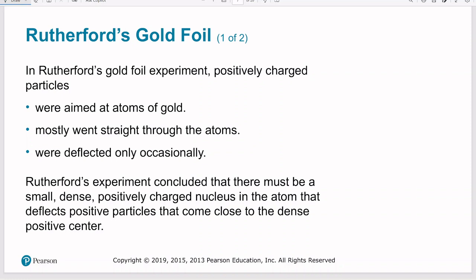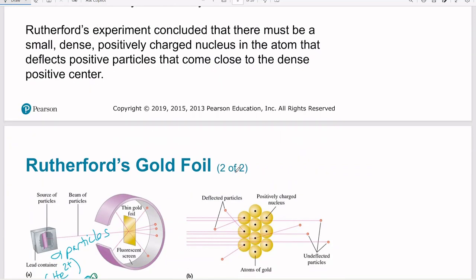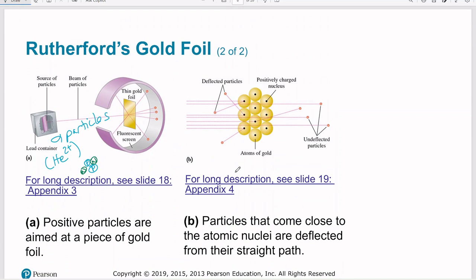But what he observed was that while many of them did travel straight through, a lot of them were in fact deflected. So that proved that the atom wasn't a plum pudding type of thing. It actually had a hard, dense center, and that center had to be comprised of positive species. So again, he took his alpha particles and aimed them at a thin gold foil sheet, and a lot of the alpha particles just traveled straight through, as he expected, but many were deflected at huge angles.